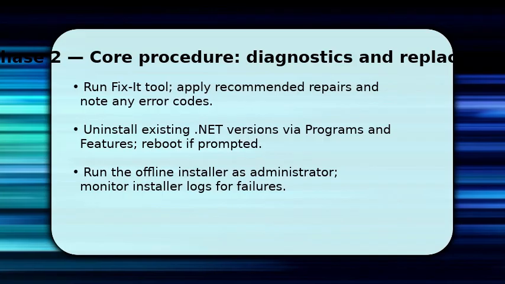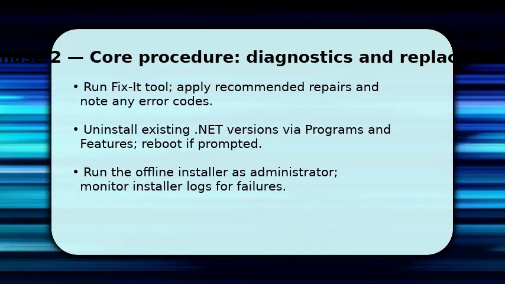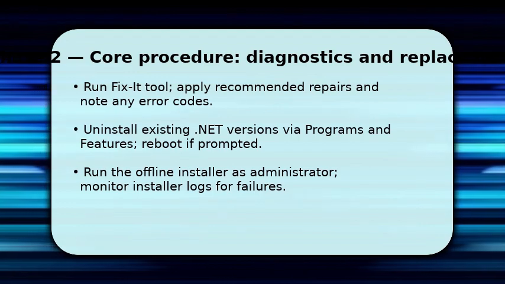Then run the offline installer as administrator, because elevated rights are required to register assemblies and update the global assembly cache. While it runs, watch progress and save the installer log. Those entries explain why an install might later fail.